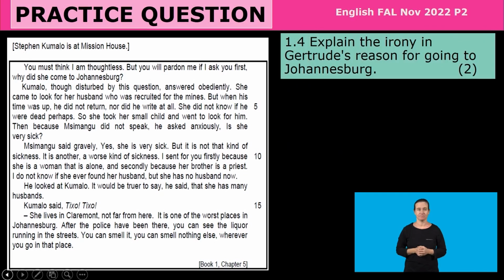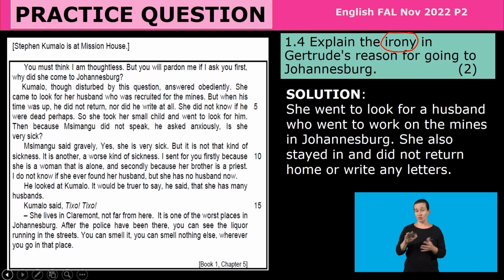Okay, right. Explain the irony. Now, please take note, irony is when you say something but you imply another thing, in Gertrude's reason for going to Johannesburg, all right? Why did she go? And what was ironic about what she actually found when she got there? So let's see what our response reveals. Our solution says, she actually went to look for her husband, who went to work on the mines in Johannesburg. However, she did not return either.